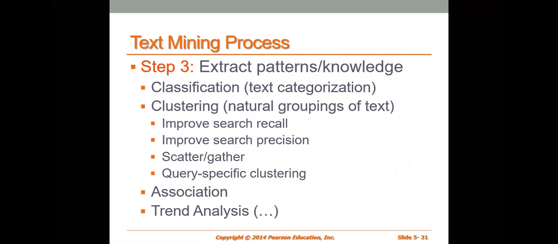And then we have the third process, extract the patterns and the knowledge. How can we extract the patterns and the knowledge? You can use classification, you can use clustering, and you can improve search recall, improve search precision, scatter or gather, query-specific clustering, association or trend analysis.